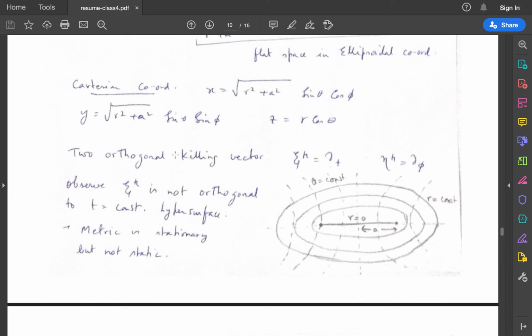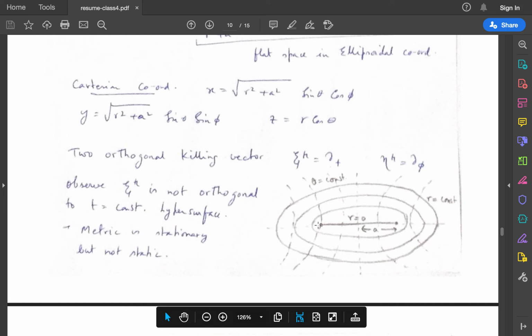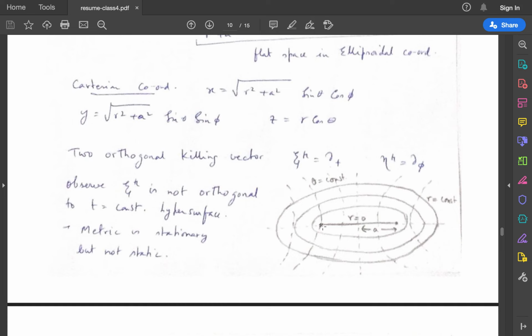So as it is stationary, we have a time-like Killing vector, let us say zeta mu, which is equal to del t. It is also symmetric around phi, so we have another Killing vector eta mu, which is del phi. And if I plot this, this is the a which we have defined, and this line is r equal to 0.